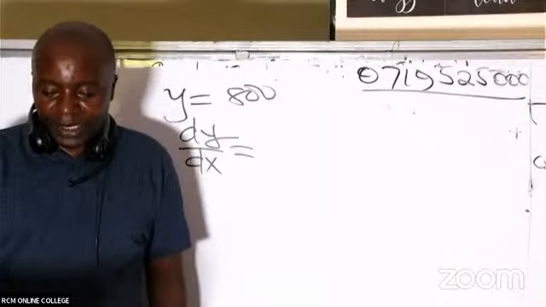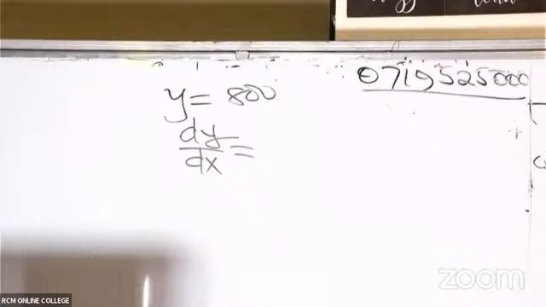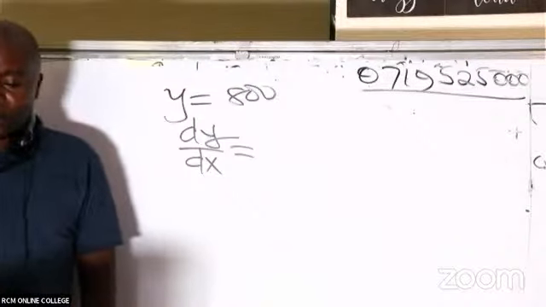You are given here quite a simple arithmetic. You are given y equals 800, and then they want you to differentiate, get dy all over dx.